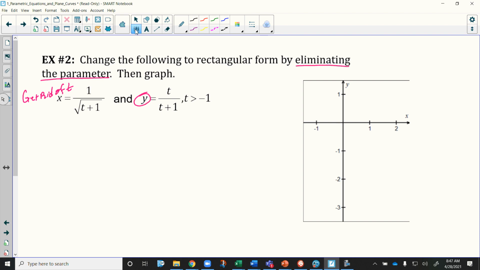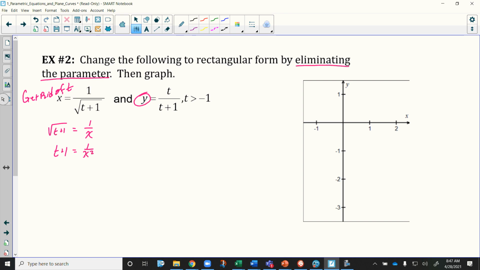So start by taking the proportion that we have, and we're going to just say t plus 1 will equal 1 over x. I'm going to square both sides to get rid of the square root here, so it'll be t plus 1 is equal to 1 over x squared.